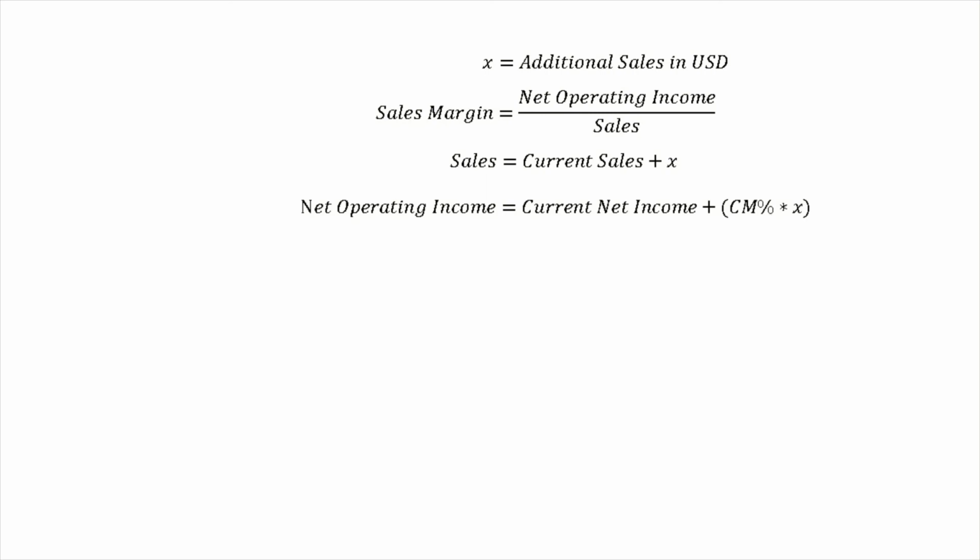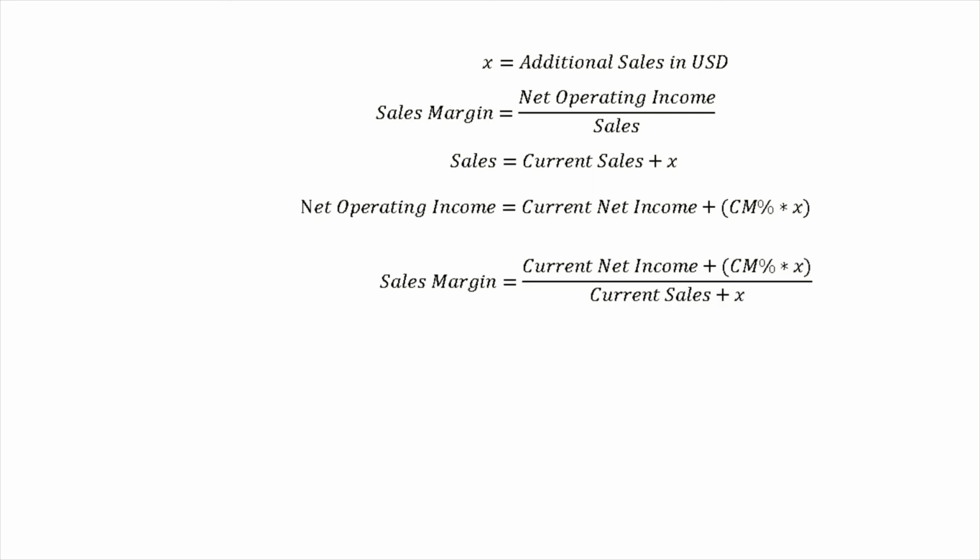We are going to represent the additional sales in US dollars by X. The formula for sales margin is net operating income over sales. Sales is equal to current sales plus the additional sales in US dollars. Net operating income, on the other hand, is the current net income plus the contribution margin multiplied to the additional sales in US dollars. We are going to substitute the last two formulas in our formula for the sales margin, and we will get the sales margin is equal to current net income plus contribution margin times additional sales over current sales plus the additional sales in US dollars.